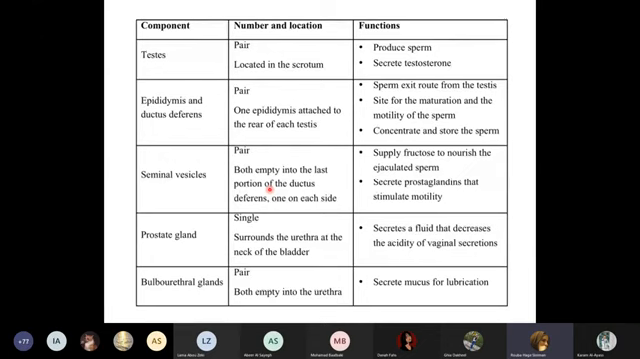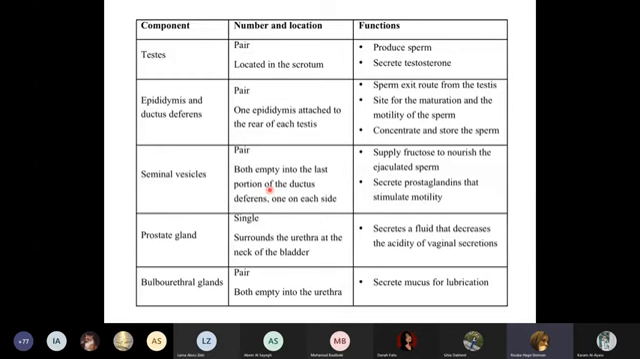The testes, which are a pair of glands located in the scrotum, function to produce sperms and to secrete testosterone. The epididymis and the ductus deferens are also paired, and each one of the testes has one epididymis attached to it. The epididymis and ductus deferens are important because they provide the maturation and motility of the sperm cell. They concentrate and store the sperms and serve as an exit route from the testes to the outside of the body for ejaculation.